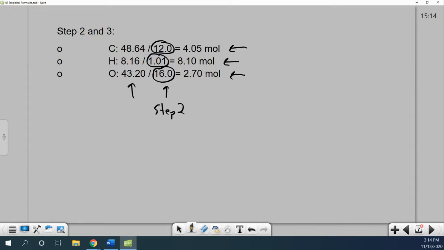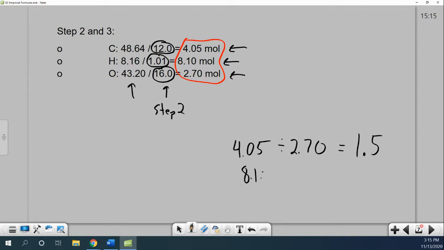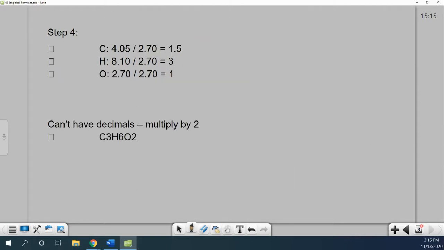So we've got our number of moles. Now what do we do with that? We'd have to go to step 3. We'd have to divide them, right? So which one's the smallest here? Take a look at my number of moles section. And it looks to me like 2.7 is my smallest. So if I do 4.05 divided by 2.7, that'll tell me carbon's ratio. Wait a second. That gives me 1.5. 8.10 divided by 2.7. So suddenly you got decimals. What? So it's a 1.5 to 3 to 1.